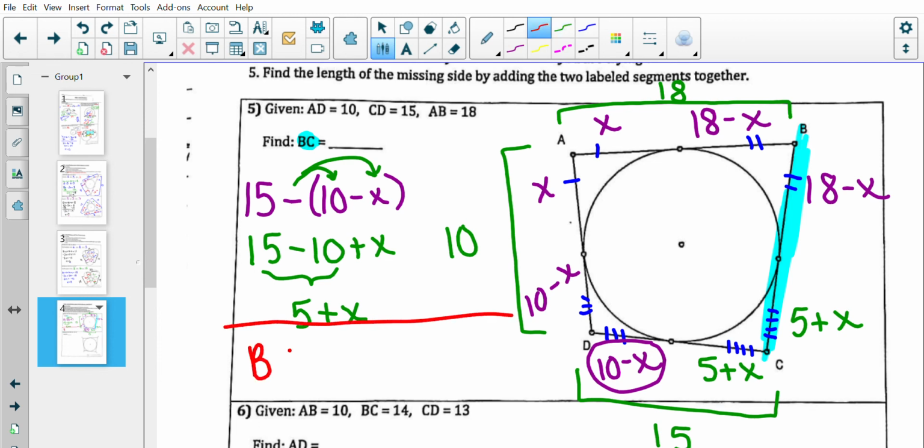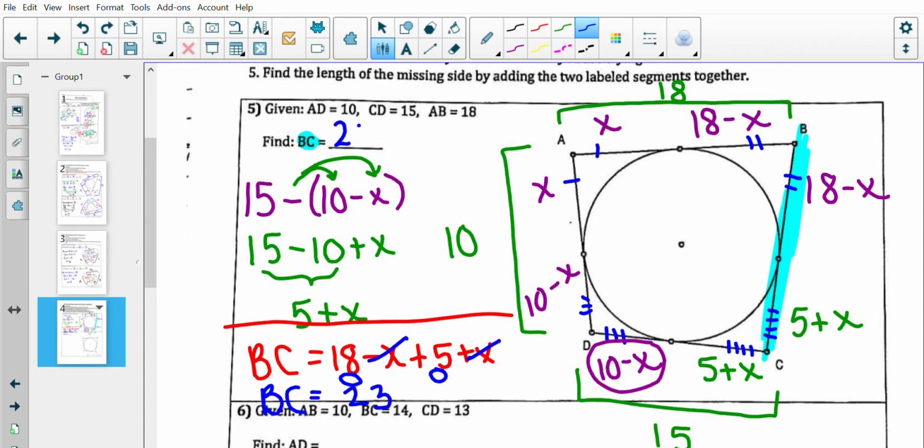Well, BC will equal 18 minus X plus 5 plus X. I added those two little parts together. Now, if I combine my like terms, I'm going to get 18 plus 5 is 23. So BC is going to equal 23. And then a negative X and a positive X cancels out. So what's the length of BC? 23 units long. I know this is a little bit different.